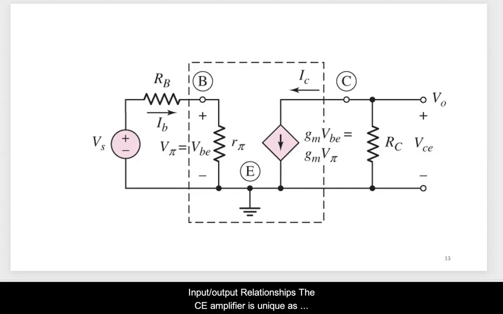The input and output relationship of the common emitter amplifier is unique, as its input and output signal voltages are 180 degrees out of phase. Once we have transformed the common emitter circuit into its AC equivalent hybrid pi model, we can determine amplifier parameters mentioned earlier in our next video.